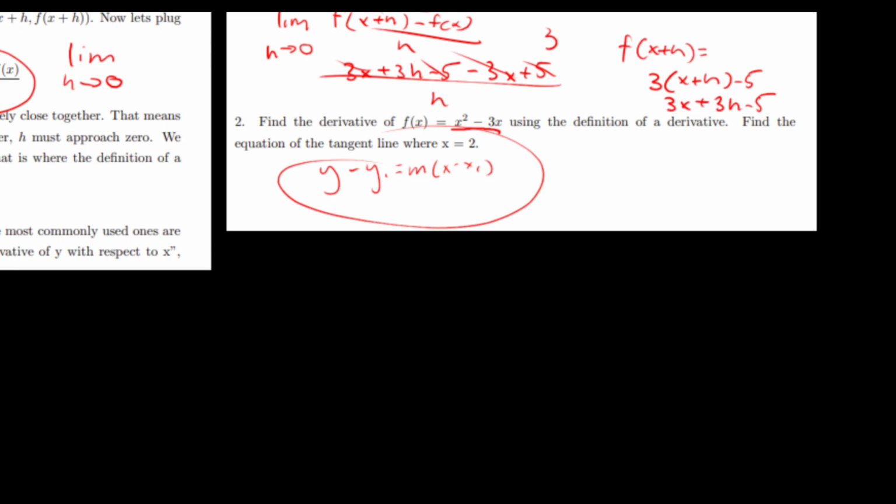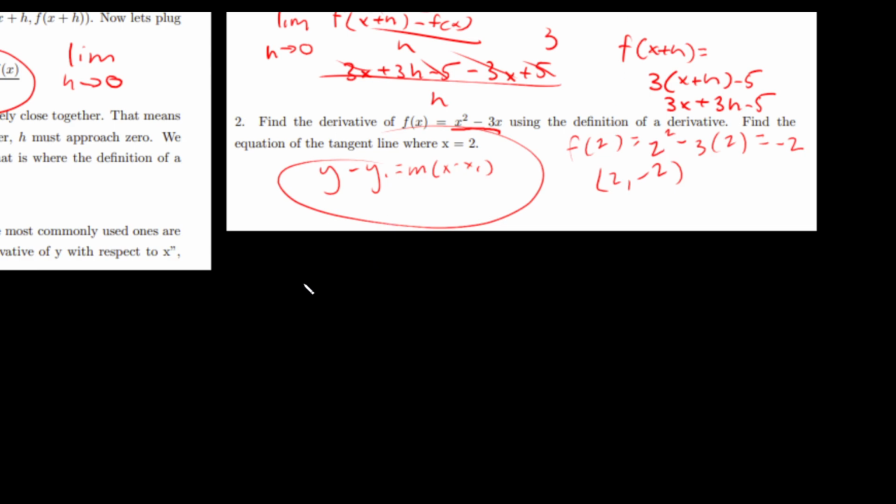What we're going to do is find the point at x equals 2. Find the coordinate, right? So we just plug in 2 for x, and we get 4 minus 6, which is negative 2. So then our point is 2, negative 2.